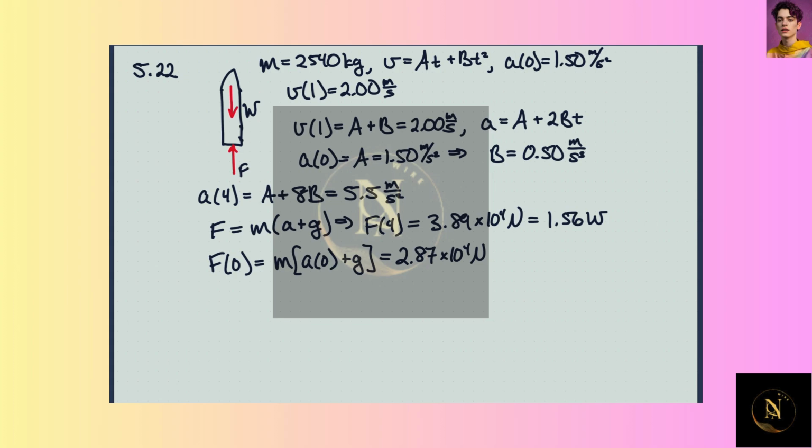So let's see here. We have then that a equals, and then the acceleration, we can take a time derivative of that and get this. So the acceleration at 0 is just a, and that is 1.5 meters per second squared, and then that tells us that b has to be 0.5.